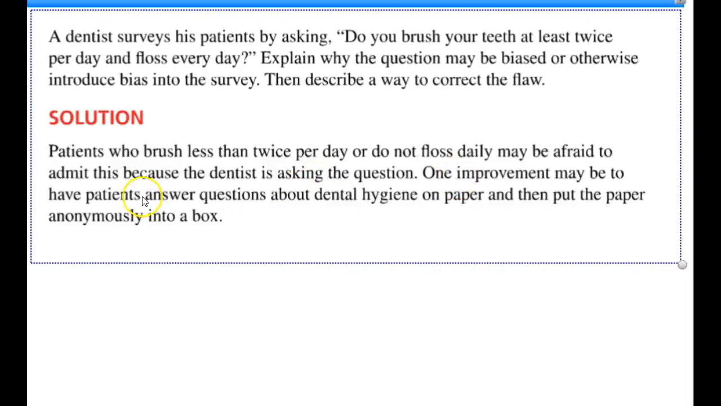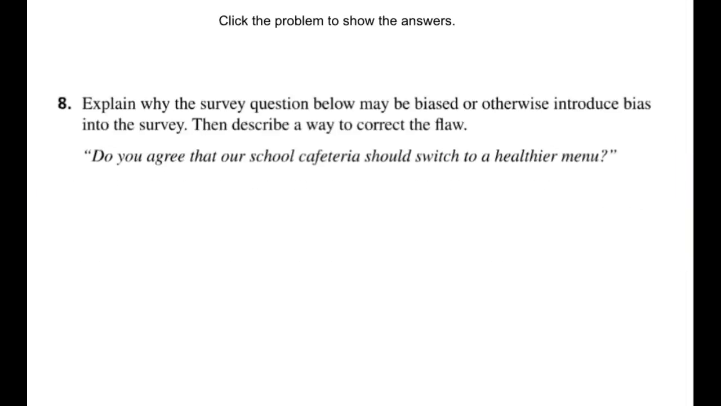One improvement could be to have patients answer questions about their hygiene on paper and then put the paper anonymously into the box. It's a lot easier to get actual realistic data if things are done anonymously, right? Because now I'm less afraid to answer because I can write my answer on paper and no one knows it's me. That's a way that I could easily correct this flaw. I could still ask the same question. I don't have to change my question. Just the method that I collect the data can be changed to decrease the bias in that question. Now I want you to look at this one and explain if you think this is biased or how it could be biased, and then how I can correct that to make it an unbiased question.